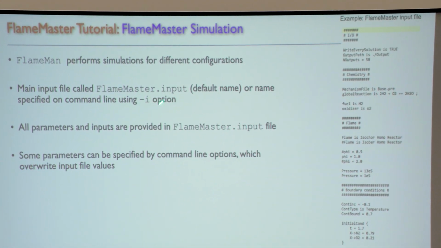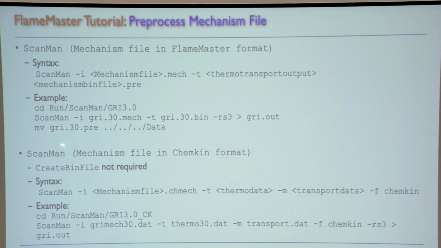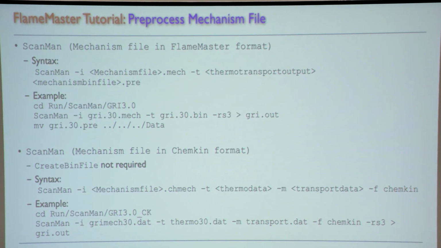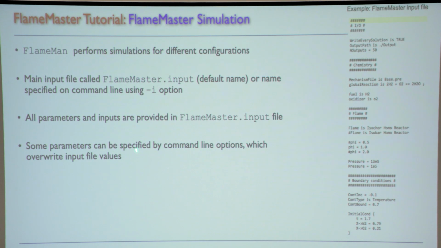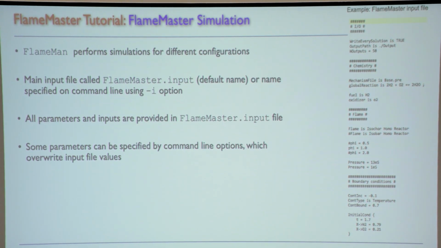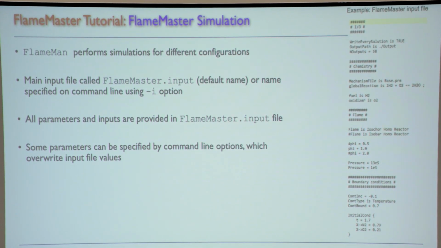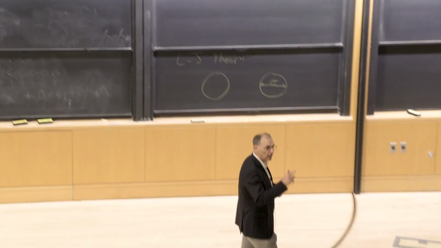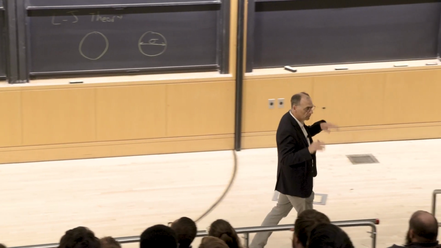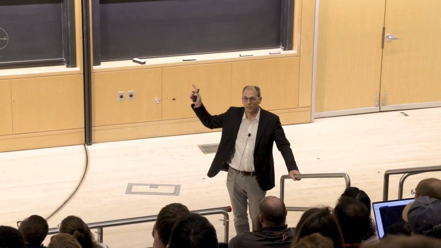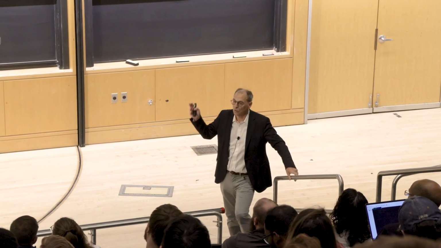Okay, so then we have generated this pre-processed file that has all the information about the chemistry, and now we can do the actual simulation. As I mentioned, the main input file is the FlameMaster input file. When you run the FlameMaster code, you can specify an input file with -i, and you can call it whatever you want. But if you don't specify an input file, the code looks for a file called FlameMaster input. So you don't need to specify it if you give it this name.